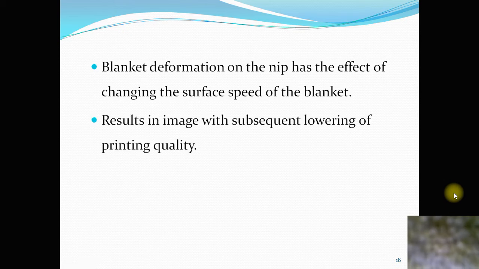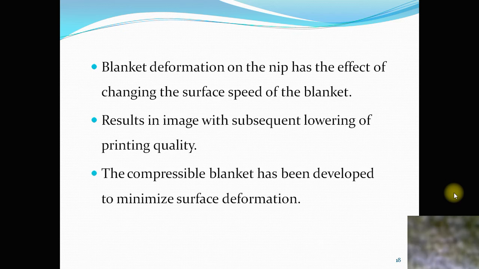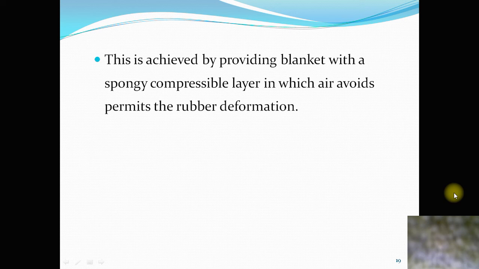This results in image distortion with subsequent lowering of printing quality. Because of this deformation and the changing of the surface of the blanket cylinder, we get a subsequent lowering of the printing quality. The compressible blanket has been developed to minimize surface deformation. The conventional blankets have such a problem, whereas this compressible blanket will not have such a problem. This is achieved by providing the blanket with a spongy compressible layer in which air voids permit the rubber deformation.